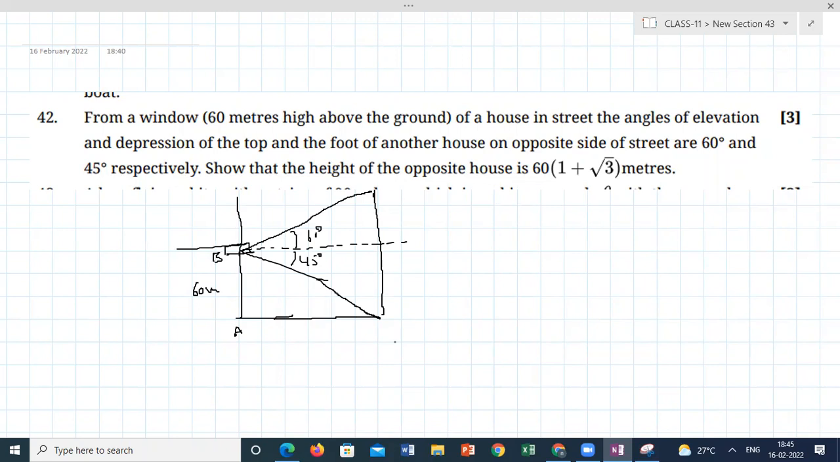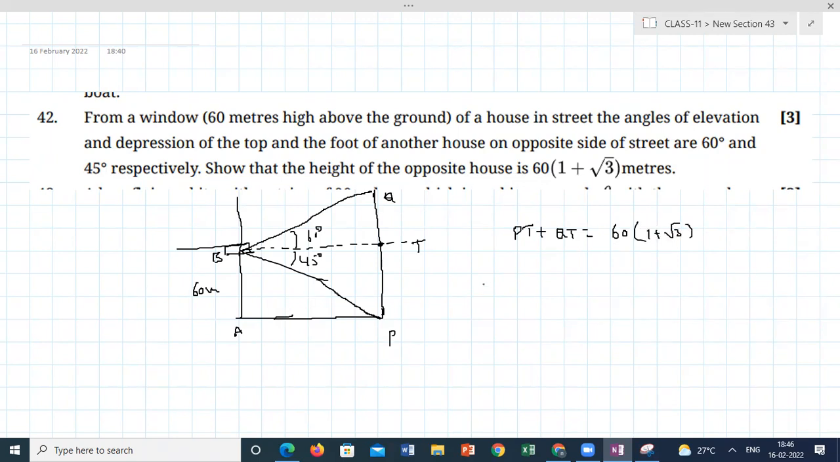So this is another house. PQ is the other house's height. The height is 60 of 1 plus root 3. So the line of sight is dividing this at some point on PQ, let me take T. With the help of this, calculate the PT value and QT value. You have to prove PT plus QT will be equal to 60 of 1 plus root 3.